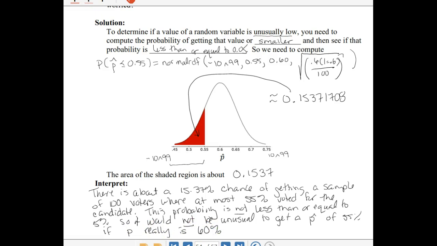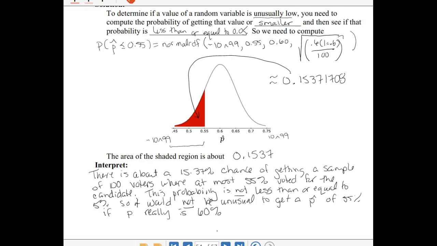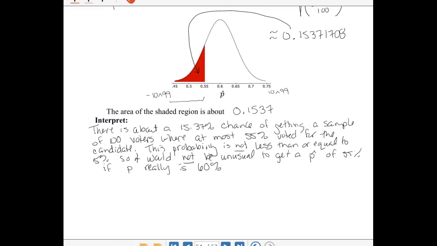So if the population proportion of people who are going to vote for a candidate still really is 60%, it would not be all that unusual to go talk to a random sample of 100 voters and only have 55% of them say that they're going to vote for our candidate. So the candidate should not be worried. They might be anyway if they don't understand statistics, but based on the statistics, they should not be worried.